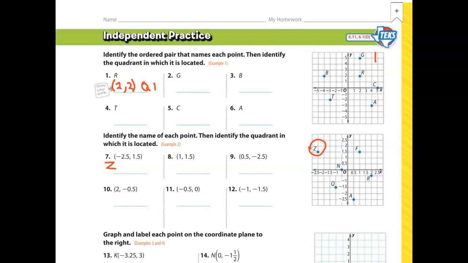And then it asks us to label the quadrant, and that's going to be 1, 2, quadrant 2. Then you'll do the rest of those on that one.